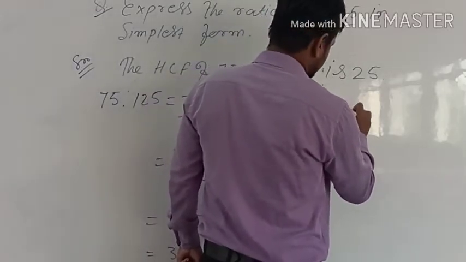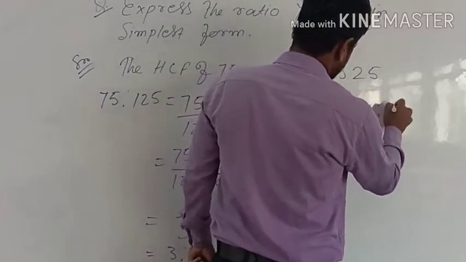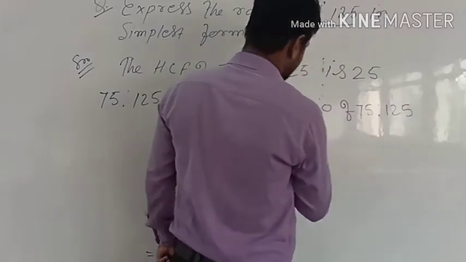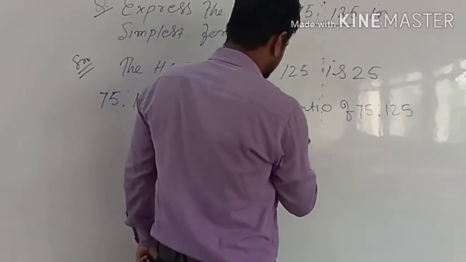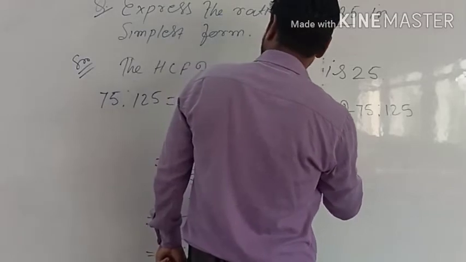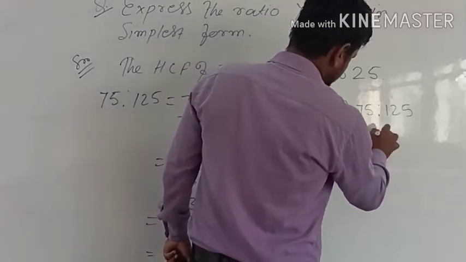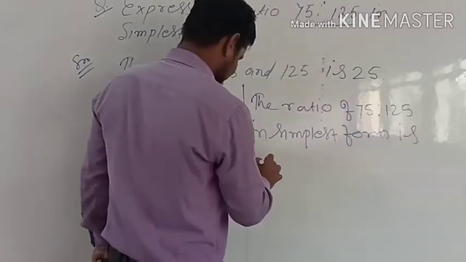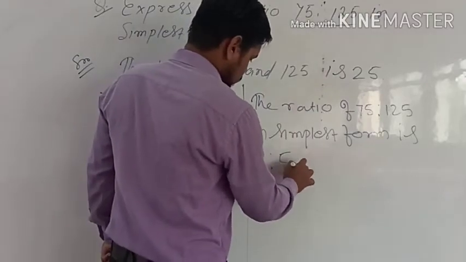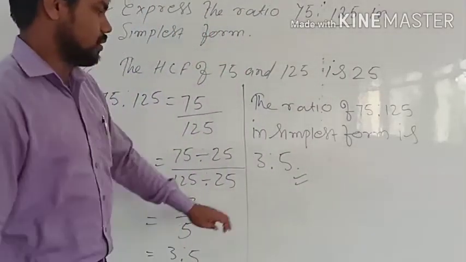The ratio of 75 to 125 in simplest form is 3 to 5. So this is the answer. This is the required answer.